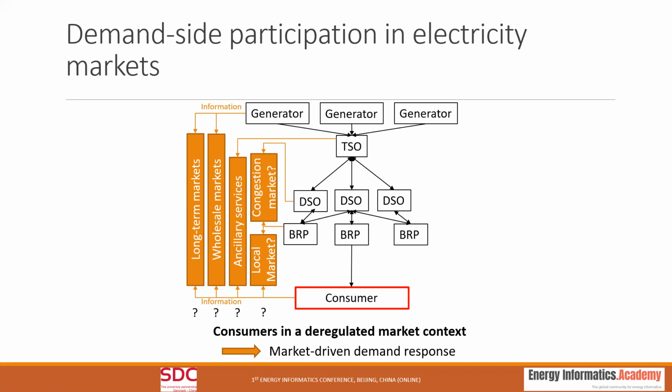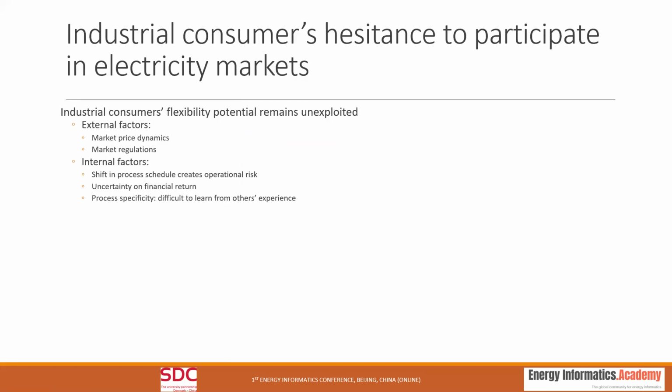So it really depends essentially on the consumer. And so in this talk, we're focusing on industrial consumers who have been shown to have potential to bid in markets or to have flexibility. However, there's still a hesitance to participate in these markets. And there's different factors for these. There's external factors, of course, and maybe the market price dynamics are not attractive enough, or the market regulations don't allow them to participate in the markets.